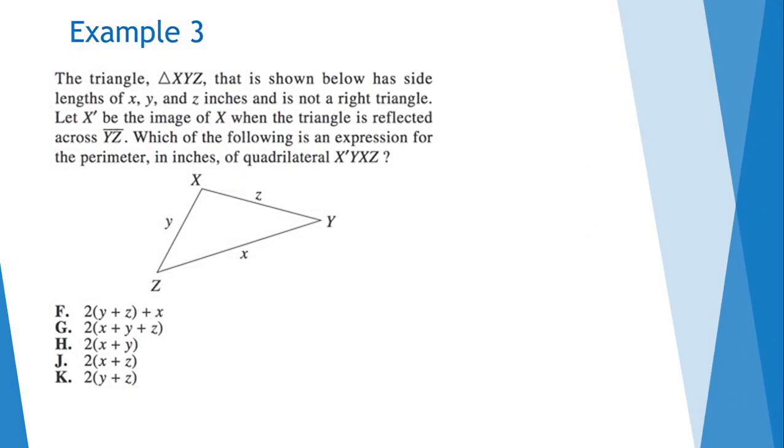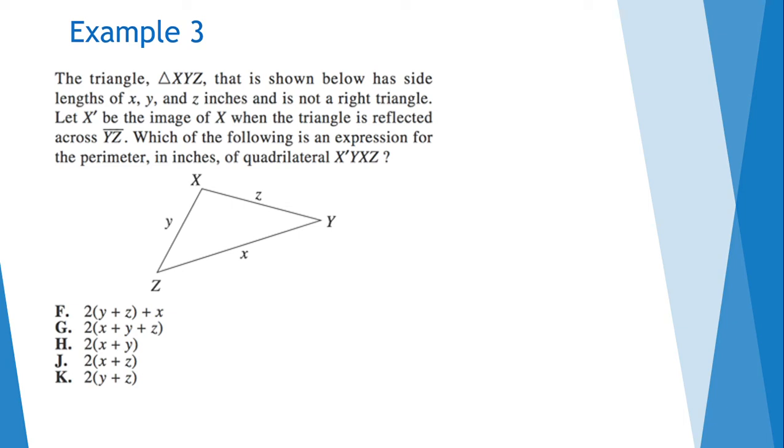Okay, on to example 3. The triangle XYZ that is shown below has side lengths x, y, and z inches and is not a right triangle. Let x prime be the image of x when the triangle is reflected across yz. Which of the following is an expression for the perimeter in inches of quadrilateral x prime y x z? So this is actually a pretty interesting problem.